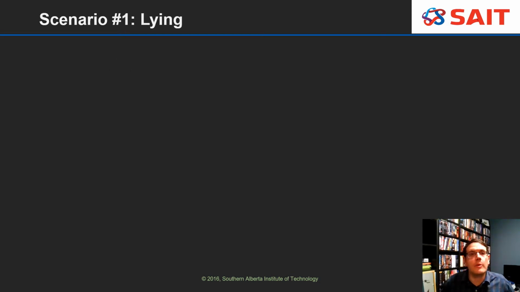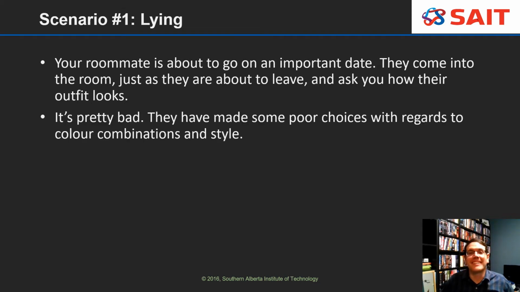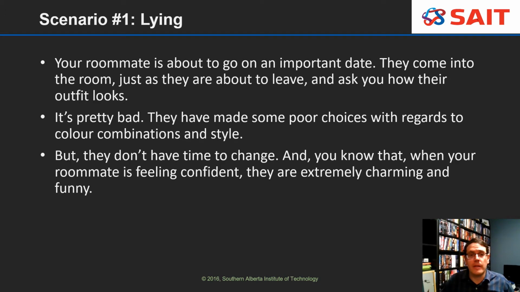The first scenario we'll look at involves lying. Your roommate is about to go on an important date. They come into the room, and just as they're about to leave, they ask you how their outfit looks. It's pretty bad. They've made some poor choices with regards to color combinations and style.